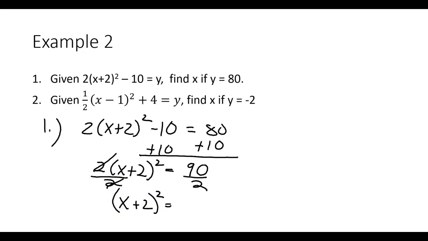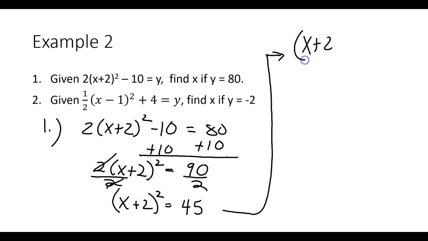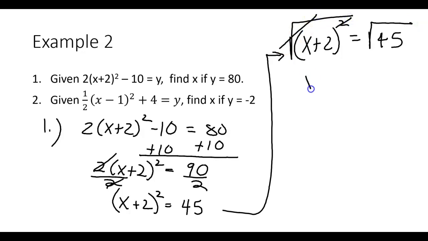90 divided by 2? 45. Nice. And what's next? Okay, so now this is where things are going to get interesting. So the square root cancels out the 2.